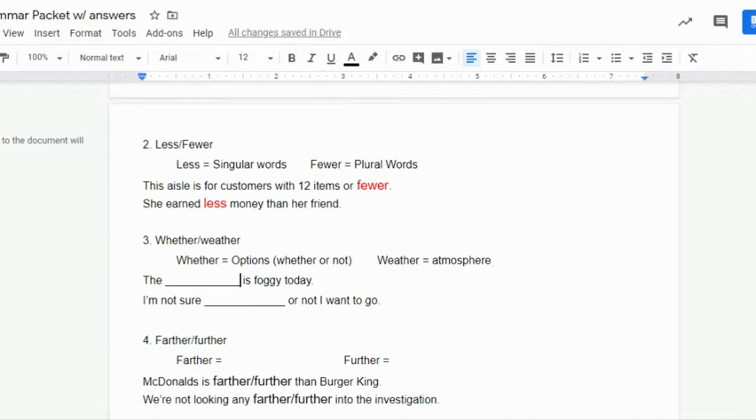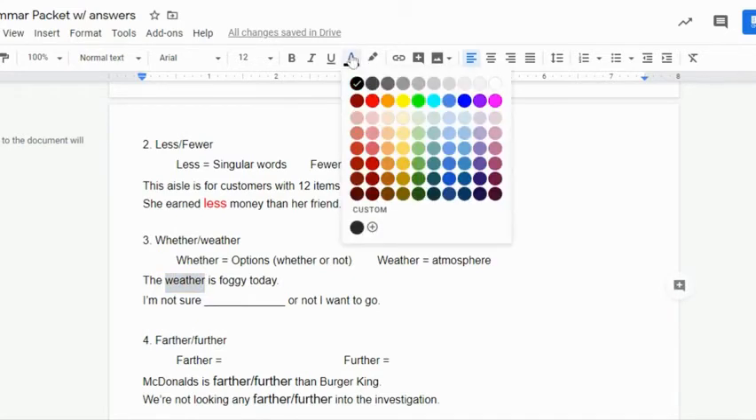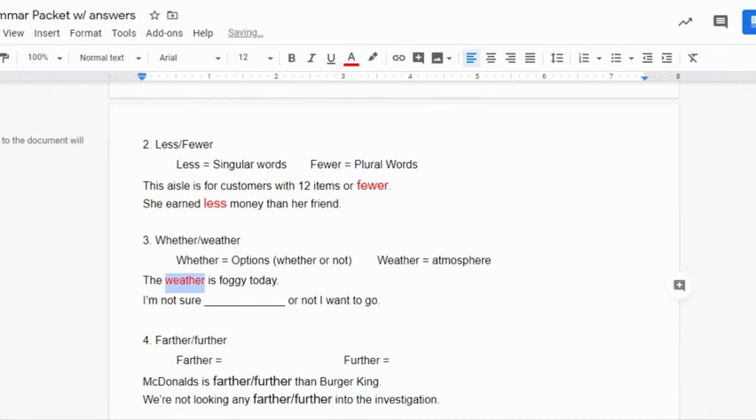So the first one, the blank is foggy. That would be the atmosphere. The weather is foggy today. Today's weather was a whole lot of snow in April. Not cool, but we deal. Best part about April snow, you don't have to shovel it because it's going to be gone in a couple days, especially when you're quarantined and you have to drive on anyway.